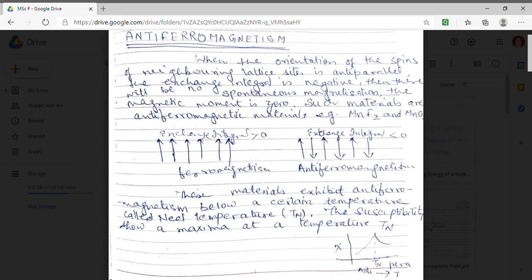In this we were dealing with the fifth paper, that is solid state physics. Today we will discuss antiferromagnetism.